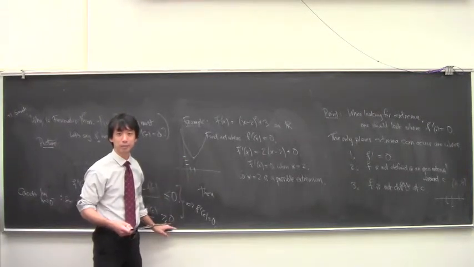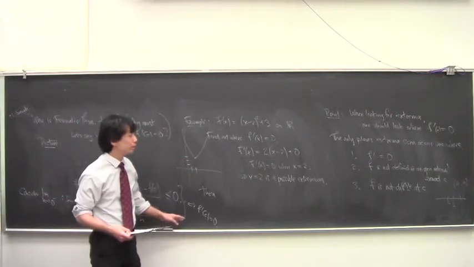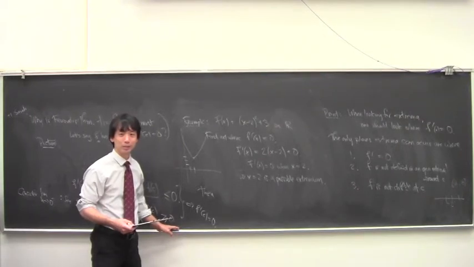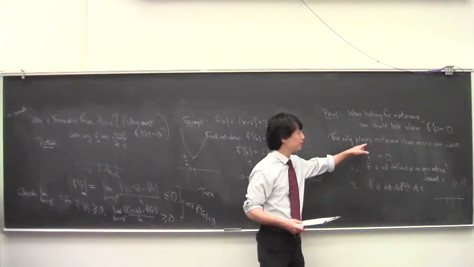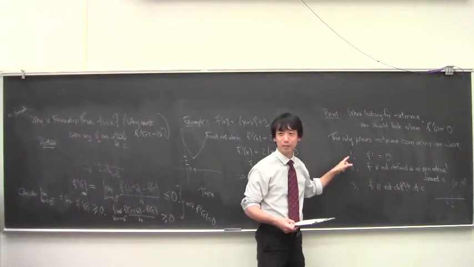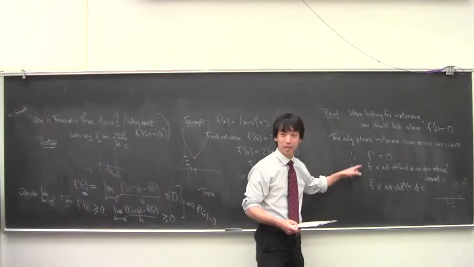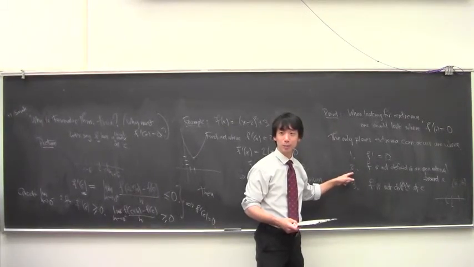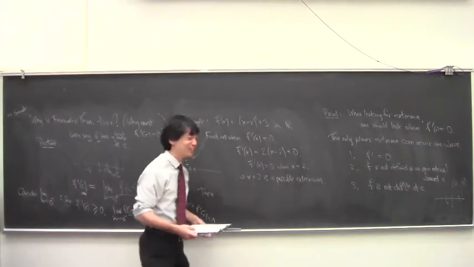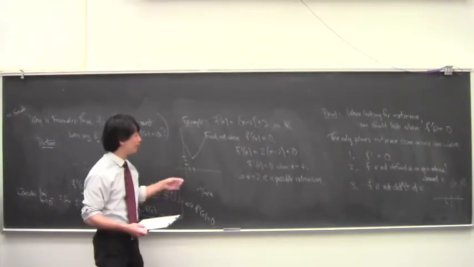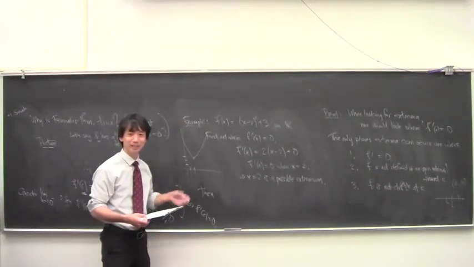Why is it a possible extreme? Well, you don't know if it is or not. You just know that it's possibly. But isn't that what the theorem said? No. It just says that the only places they can occur are these places. It's not saying that if this happens, then it is an extrema. That doesn't seem very useful. But it's more useful than not having any information. I guess.